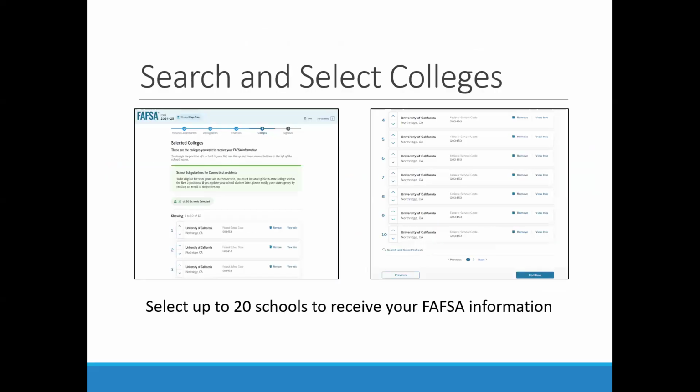Then the student's going to finally select up to 20 colleges to send their FAFSA information to. And again, the student doesn't have to be admitted to the college to send their FAFSA information to. Also, on the school side of things, we only see that the student decided to send the FAFSA to us. We don't see any of the other schools the student is looking at.